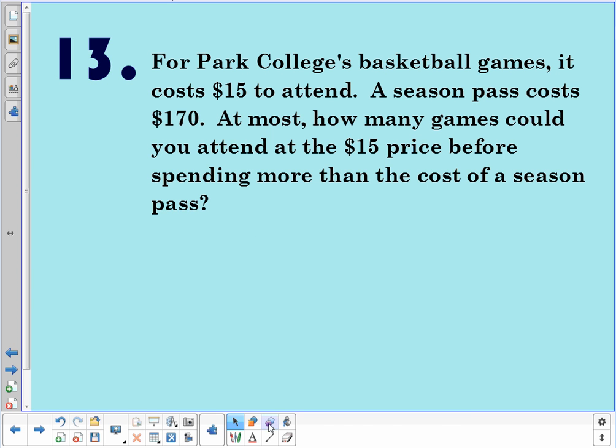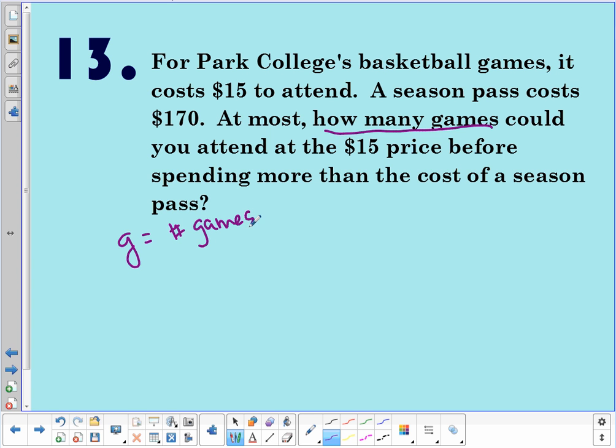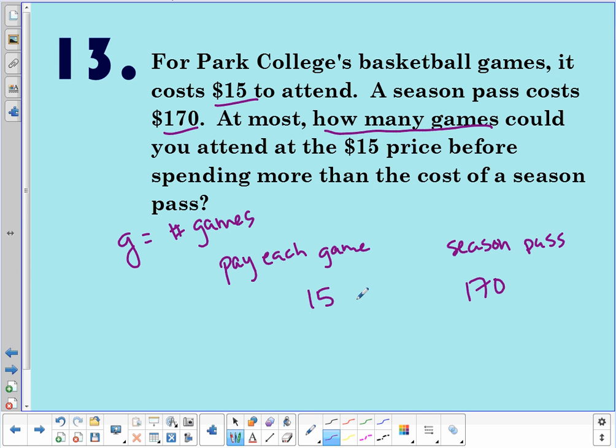So I know I'm looking at the number of games. So at most, how many games? That's what I need. So I'm going to say G is the number of games. And I want to compare the price of paying each time to the season pass. Those are the two things I'm looking at. Well, I know the season pass side. Season pass side is 170 bucks. If I pay for each game, I'm paying $15 for each game.